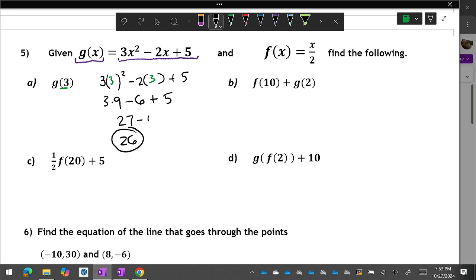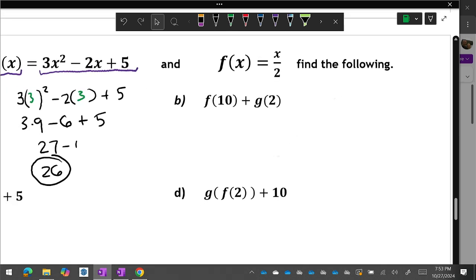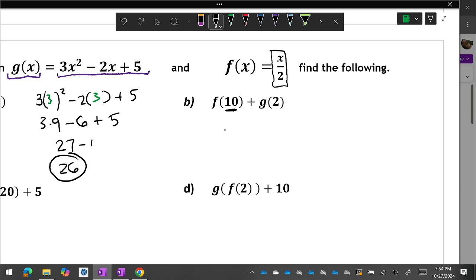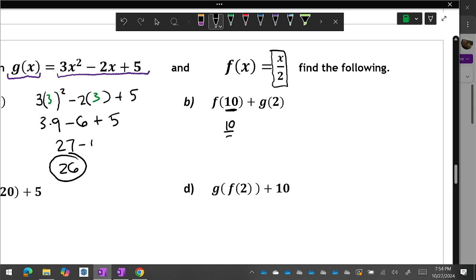The next one says, we're going to use both functions to evaluate an expression. This one says that we're going to feed the function f the number 10. You can see the definition of f. It's pretty straightforward. f is defined as just whatever the input is divided by 2. Let's do that right now. So if 10 goes in there, this is going to become 10 over 2, or it's just going to become the number 5. So f of 10 is 10 over 2, which is 5, plus we need to add to that whatever we get when we feed 2 into the function g.